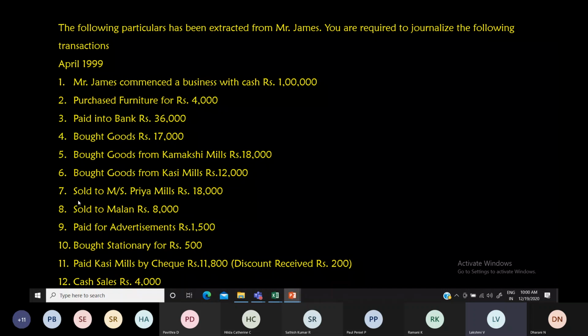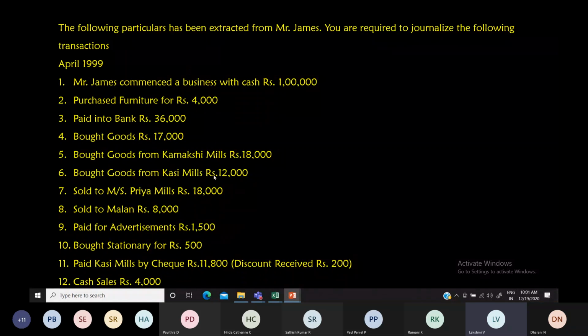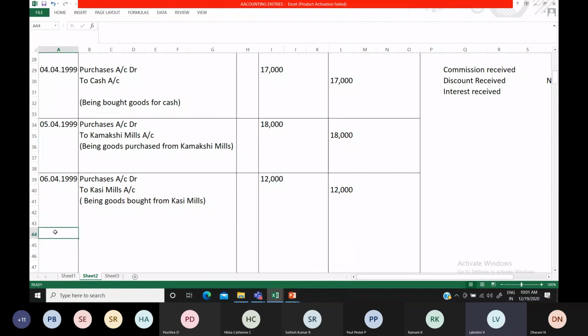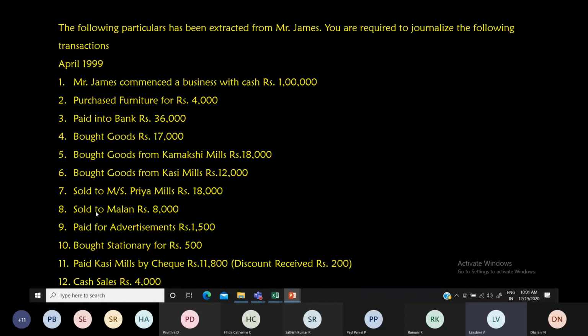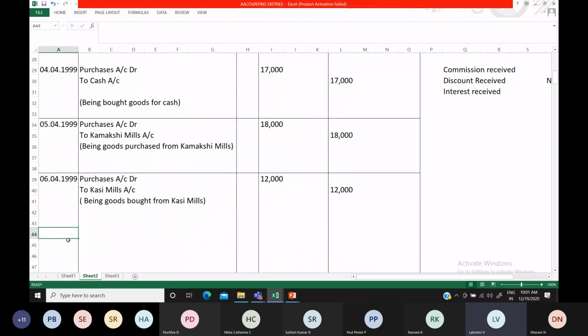But if they use "sold goods to", then only sales should be mentioned. So you have to keep that in mind. So how to make the journal entries for this? Sold to Mrs. Priya Mills, rupees 18,000. So the date you have to look at. It is on 7th. So on 7th we have to mention 7/04, April 1999.